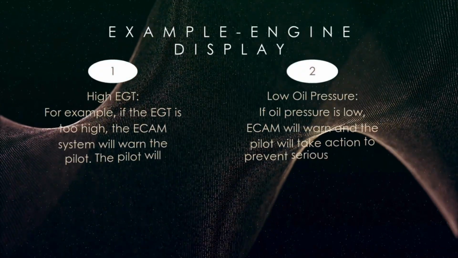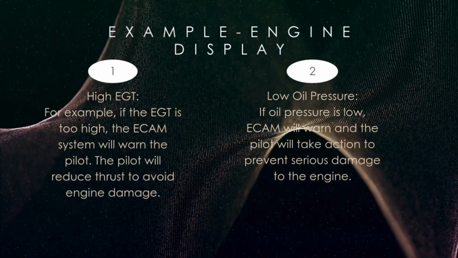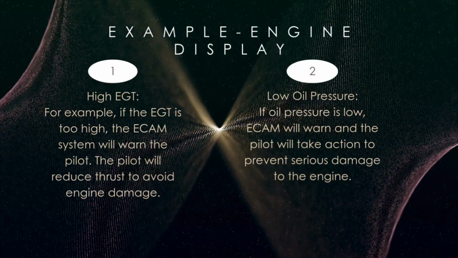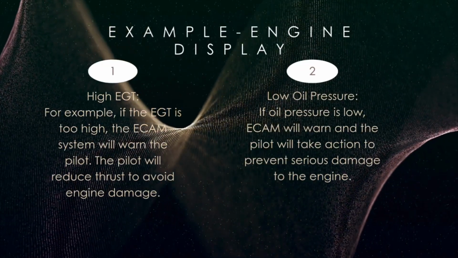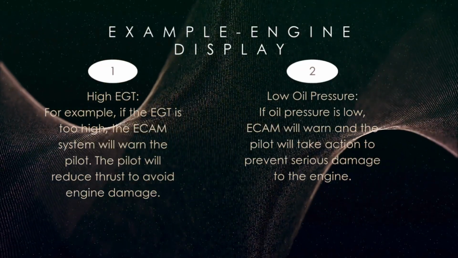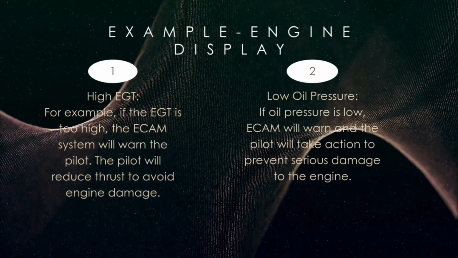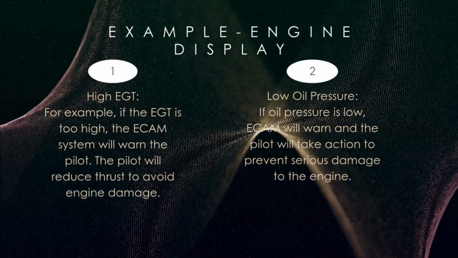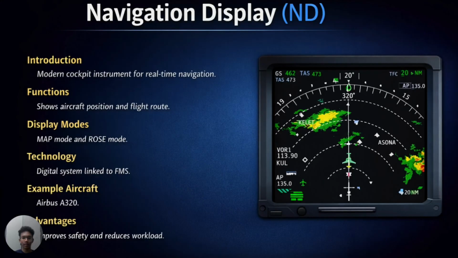Next, we go to the examples for the engine display. Number one, when EGT is too high, the ECAM system will warn the pilot, and the pilot will reduce thrust to avoid engine damage. Number two, when oil pressure is low, ECAM will warn the pilot, and the pilot will take action to prevent serious damage to the engine.